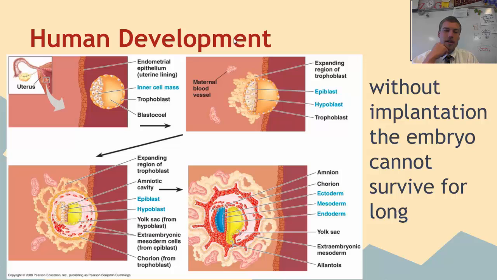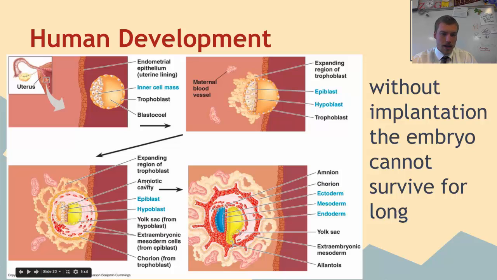Implantation is extremely important because without it, the embryo would not be able to survive very long. It's going to run out of nutrients. And also the endometrium is going to be shed because the menstrual cycle is going to carry out its course, and eventually when it does so, if the embryo has not implanted, it's going to flush out the embryo with it.